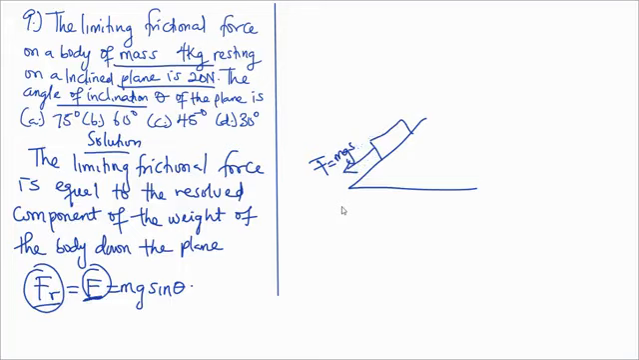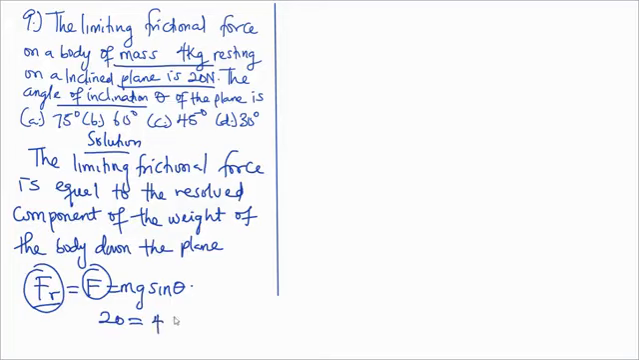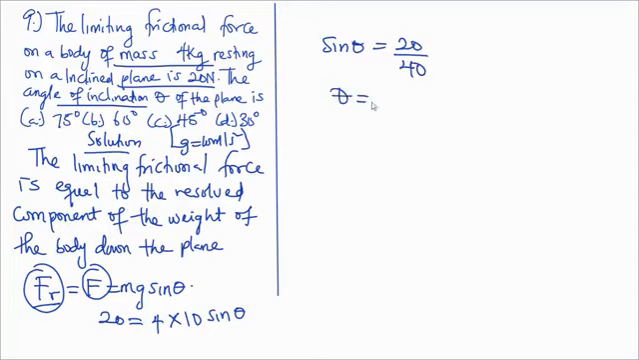So they now give us the frictional force. We can now equate the frictional force to this force, F. So that will be 20 equals, what's our mass? 4. Don't forget g is constant, 10 meters per second squared. So 10 sine theta. So our sine theta will now be equal to 20 over 40. Now our theta will be arc sine 1 over 2. What's arc sine 1 over 2? That is 30 degrees.